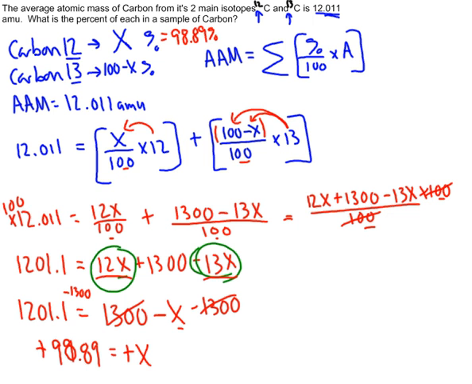So now we know x percent up here is 98.89%. And if we put in 98.89 into this equation here, we get 100 minus 98.89 is 1.11%. And so our final answer then is the percent that this sample would be carbon-12 is 98.89%, and the percent that this sample is carbon-13 is 1.11%. And that makes sense. Again, we assumed from the very beginning that we should have a lot more carbon-12 than carbon-13 from our original average atomic mass.